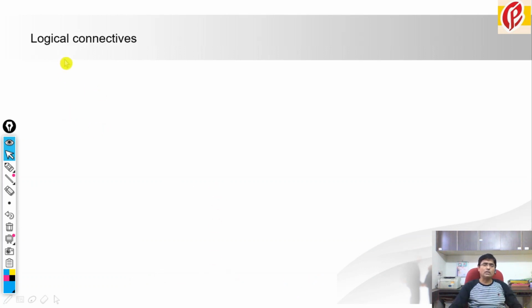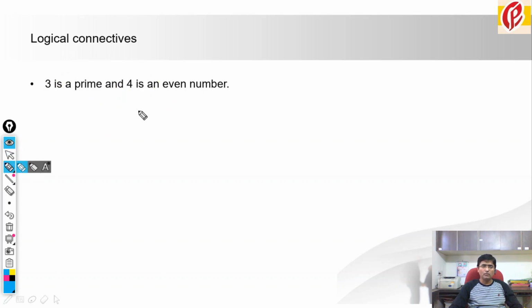Now we will see logical connectives. Now see the statement: 3 is a prime and 4 is an even number. So this is a compound statement because there are two statements and these two statements are joined with the word and. So this is called a compound statement. And here the word and is used to join these two statements.